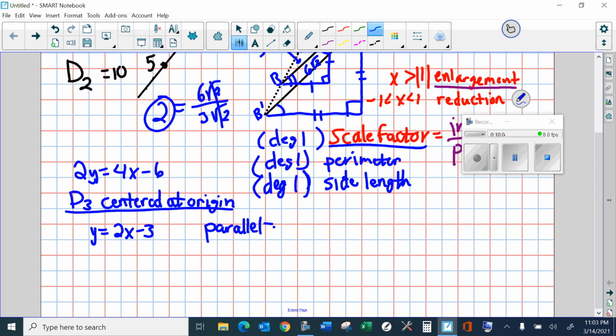And where do you think all this is located? On your DCAS sheet. Okay, so parallel, same slope. So that means this 2 is not going to change. Remember, that's my slope right there. Parallel means same slope, so that's going to stay the same.